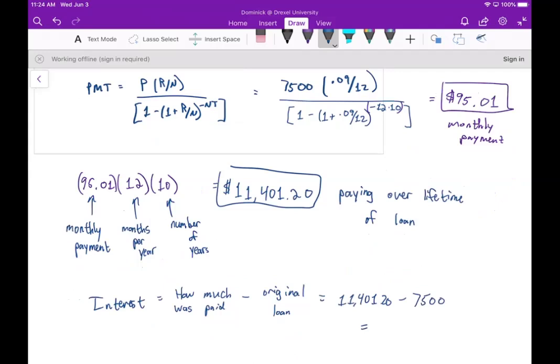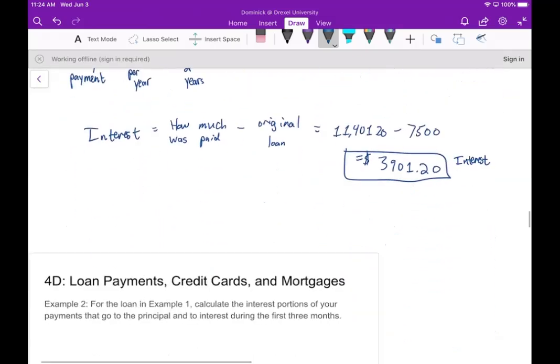So now if we subtract here, so if I do $11,401.20 and I subtract 7,500, that's going to give me $3,901.20. So this amount went towards interest, right? Which is a fairly large percentage, right? Your original loan was $7,500, and this is over half of that, right? So you've paid more than half of the original loan in interest, right?